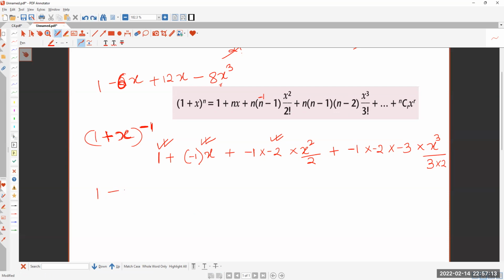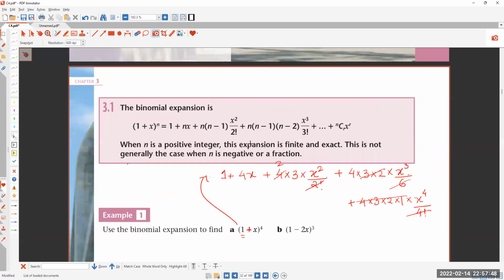Okay, so your overall solution is 1 plus. So instead of plus, you can write minus x. Then look, minus is going to be positive. So there is going to be a plus sign over here. Okay, plus 2 and 2 gets cancelled. So it's going to be x square. Then here minus is going to be plus. So there is going to be another plus sign over here. But 3 and 2 will get cancelled. Okay. It's going to be negative. So negative x cube. So 1 minus x plus x square negative x cube.